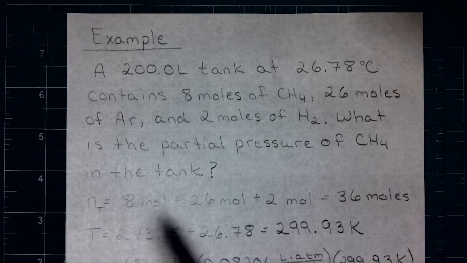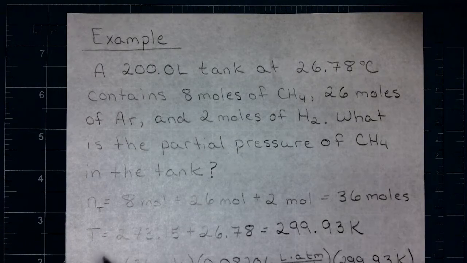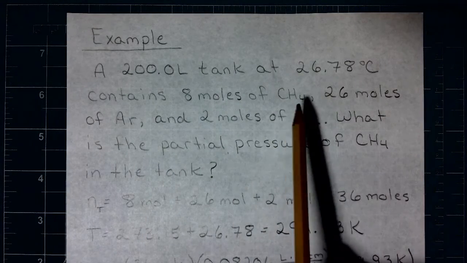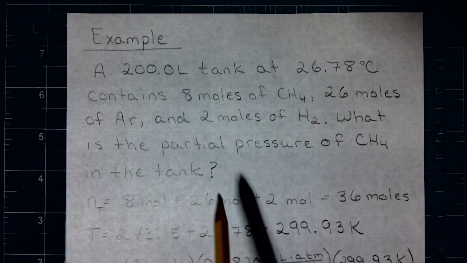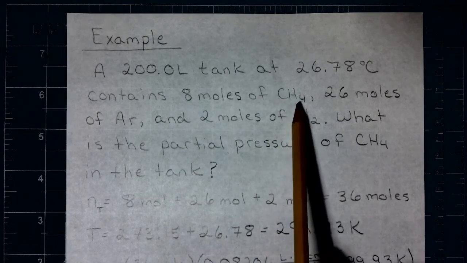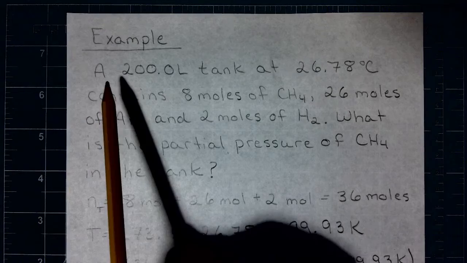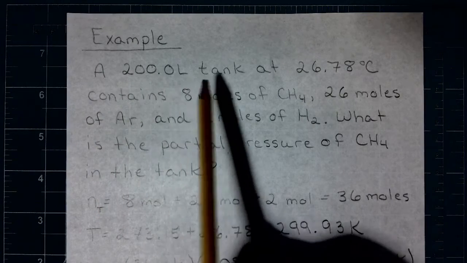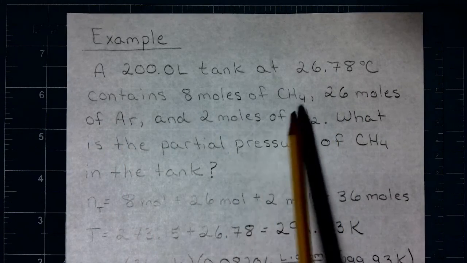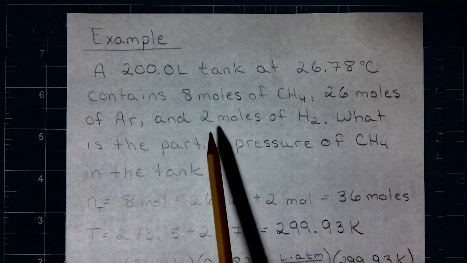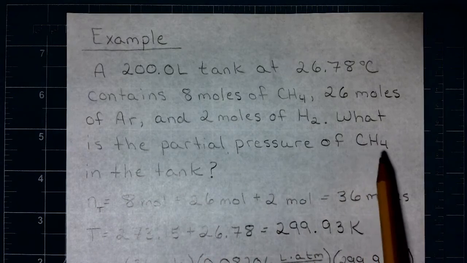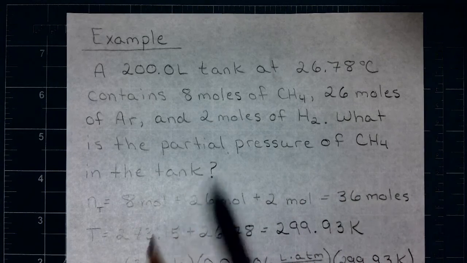Now I'd like to take a look at an example of a Dalton's law problem, where the partial pressure, the pressure due to any one component in a mixture of gases, is equal to the mole fraction of that component times the total pressure. So let's go through this problem here. A 200-liter tank at 26.78 degrees Celsius contains 8 moles of methane, 26 moles of argon, and 2 moles of H2. What is the partial pressure of the methane in the tank?